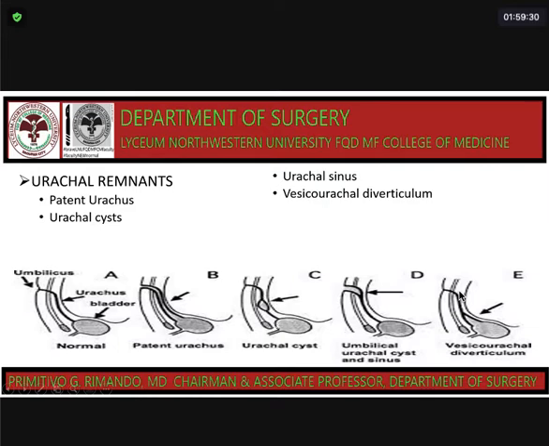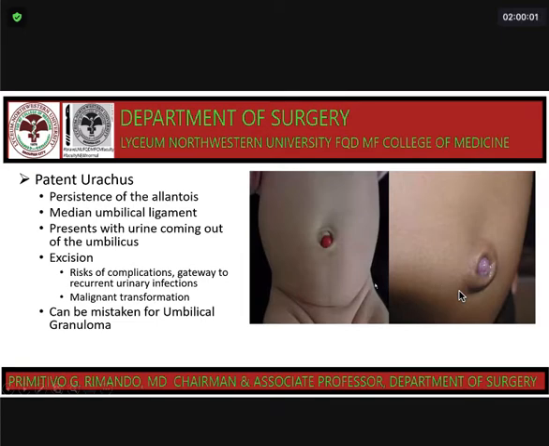Again, this is fibrotic, you just have a cystic collection there. It can be a sinus. Again, it can be serous or mucoid discharge. If it gets infected, it becomes foul-smelling. Or just like your Meckel's diverticulum, you also have your vesicourachal diverticulum. But the most common is your patent urachus.